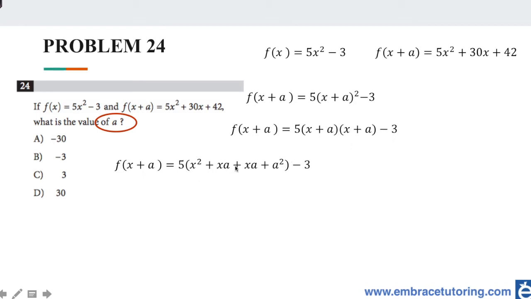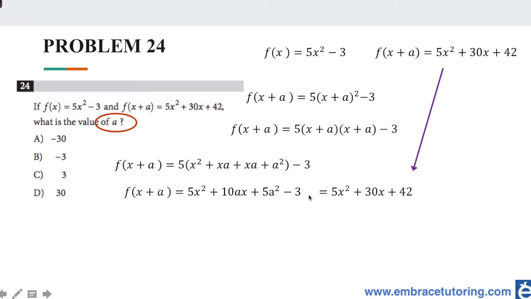So now I'm going to combine my like terms here to give me 2xa, and I'm going to distribute the 5 throughout. So I get 5x squared plus 10ax plus 5a squared minus 3, and I'm going to bring this value down because remember, after all of these things are equivalent. And I'm going to end up simplifying and solving for a, or trying to get a by itself. I'm going to take my minus 3 and bring it over to the other side to end up getting positive 45, and I get 5x squared plus 10ax plus 5a squared equals 5x squared plus 30x plus 45.